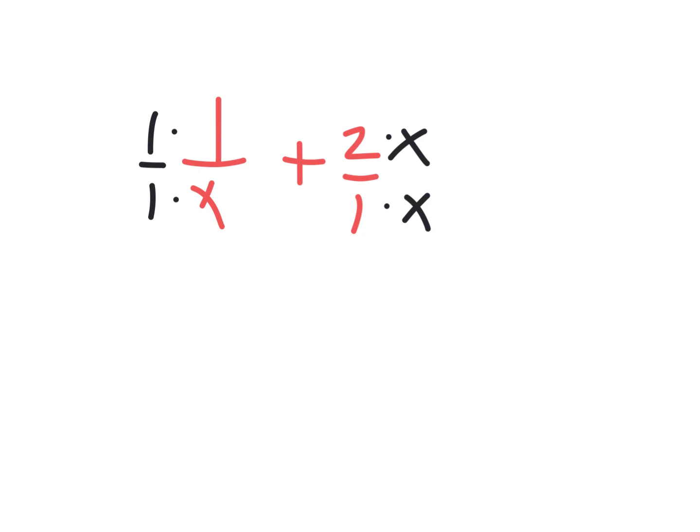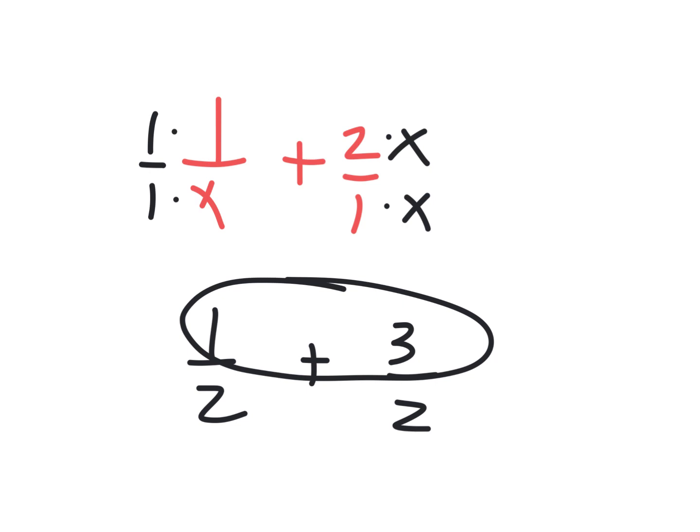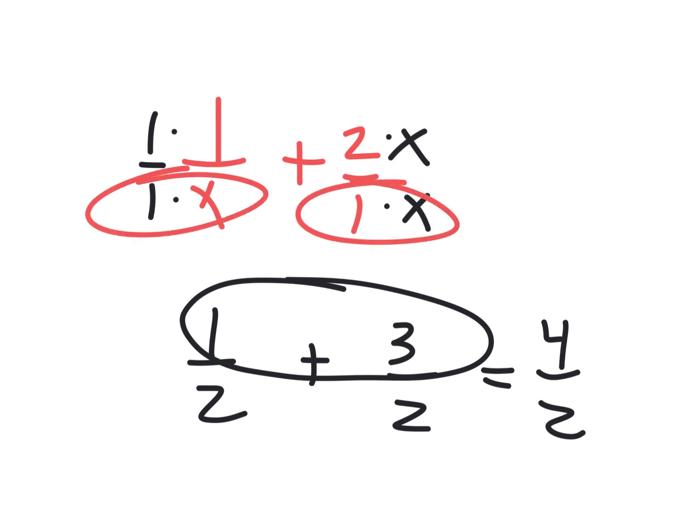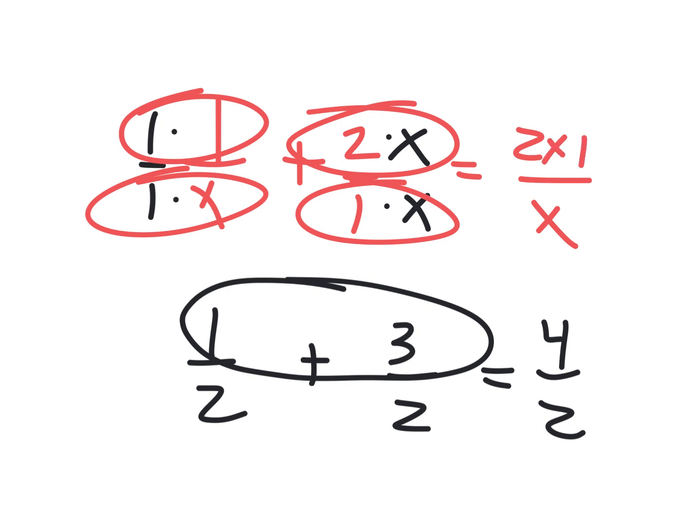Well, again, a lot of people get confused on what you're supposed to do here. If you had 1 over 2 plus 3 over 2, you would add the tops but leave the bottom the same. Get what I mean? You'd leave the bottom the same. So you don't add the x and the x on the bottom here. You just have a common denominator of x. And on the top, you add the tops.